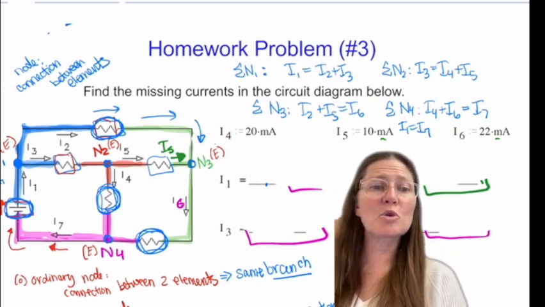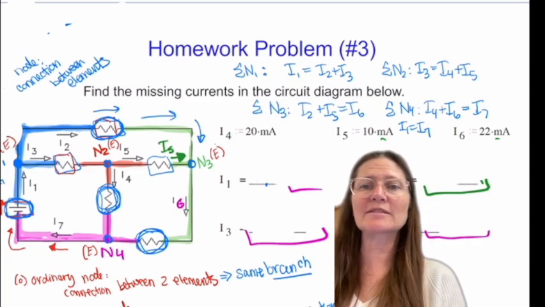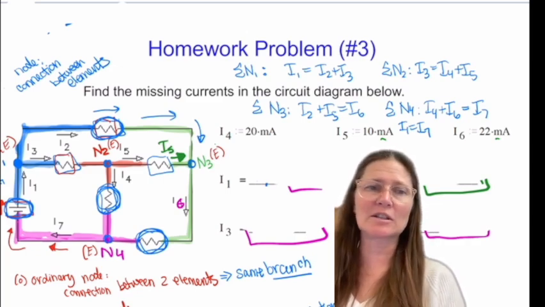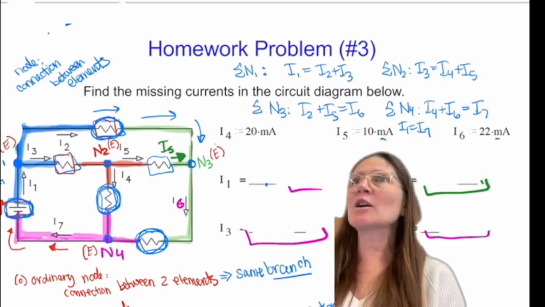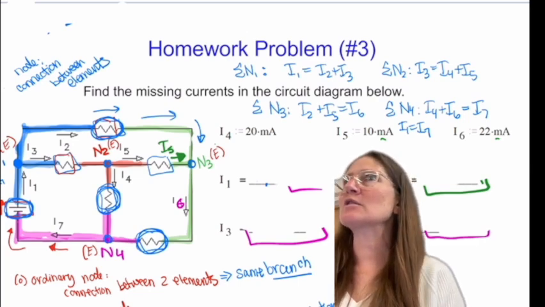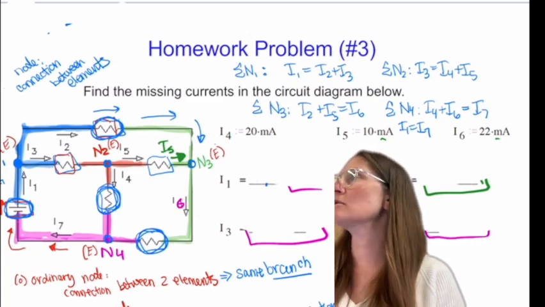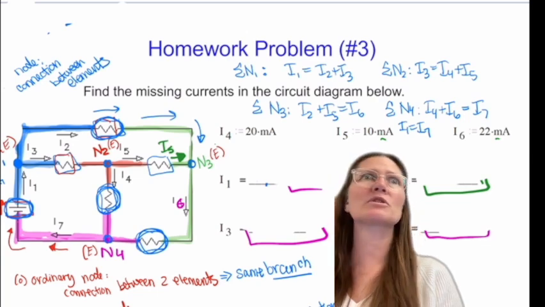All right, node 4, you have I4 plus I6 equals I7. And then I1 equals I7. Any questions on getting these sets of equations? Anybody have any difficulty?